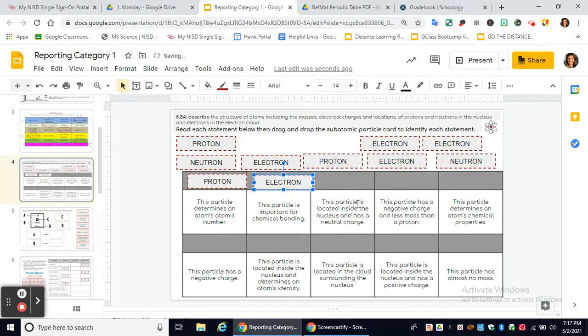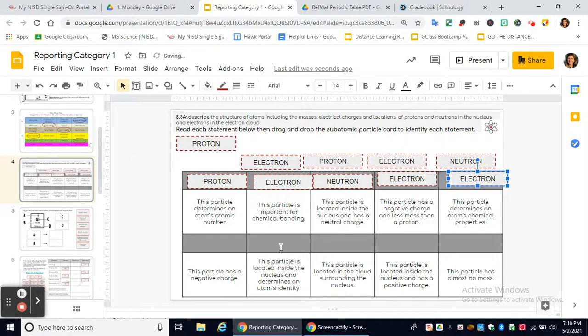This particle is located inside the nucleus and has a neutral charge. That's going to be your neutron. This particle has a negative charge and less mass than a proton. That would be your electron. This particle determines an atom's properties, chemical properties. So those would be your electrons. This particle has a negative charge. That's going to be your electron.